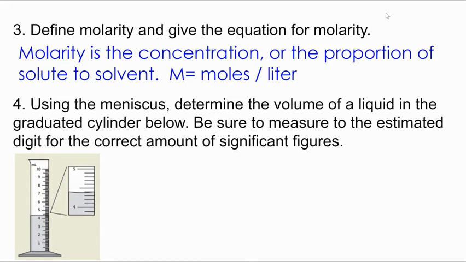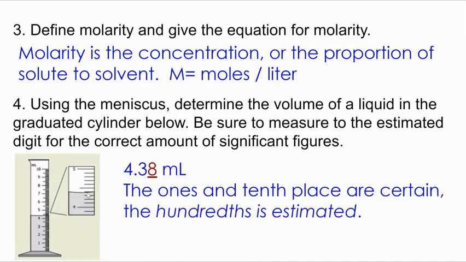Using the meniscus to determine the volume of liquid, remember that we always measure to the known and we have to estimate one place value past what we know. So we know that the bottom of the meniscus is between 4.3 and 4.4 milliliters. So we're going to estimate something between 4.3 and 4.4. We need to estimate the hundredths place. We could say our volume is 4.38 milliliters, and that 8 could vary based on other people's estimates.